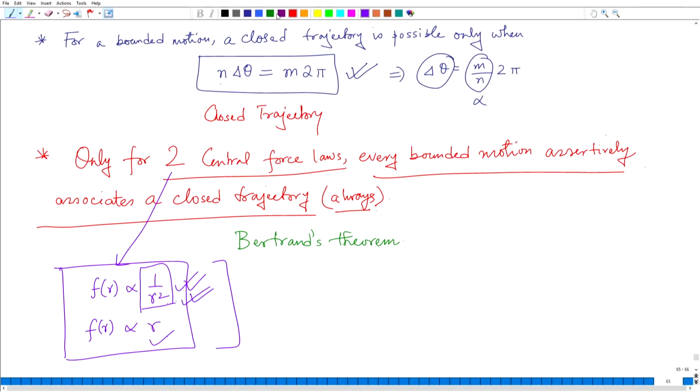The inverse square force law and the harmonic force law. And that is exactly the topic of our next lectures.